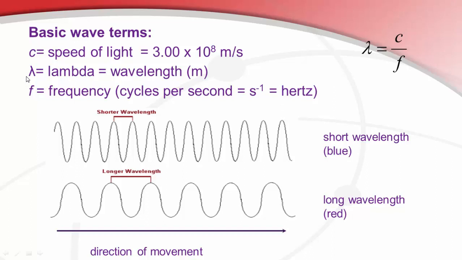Now, any wave has a wavelength and it has a frequency. So what's interesting is that whole spectrum that we talked about all has to do with the wavelength. So if we have short wavelength, we have blue light, and if we have long wavelength, we have red light. And the classic wave equation describes light as well. So the wavelength is equal to the speed divided by the frequency.